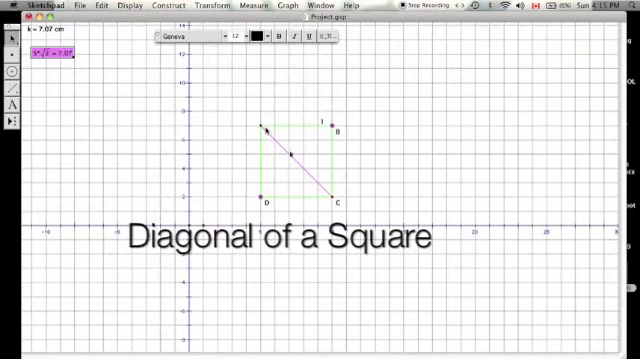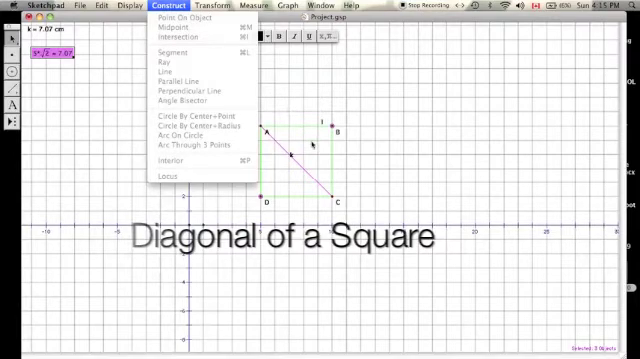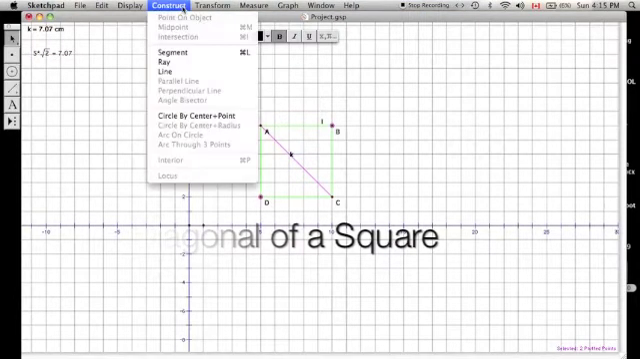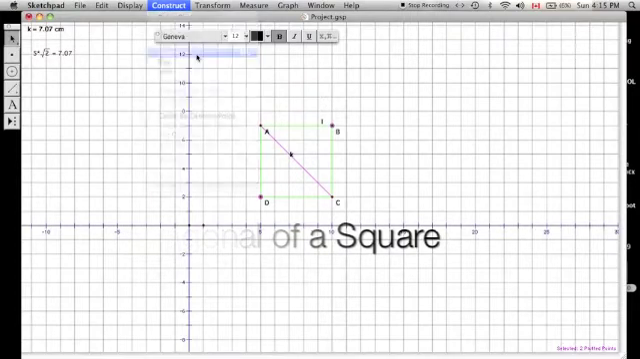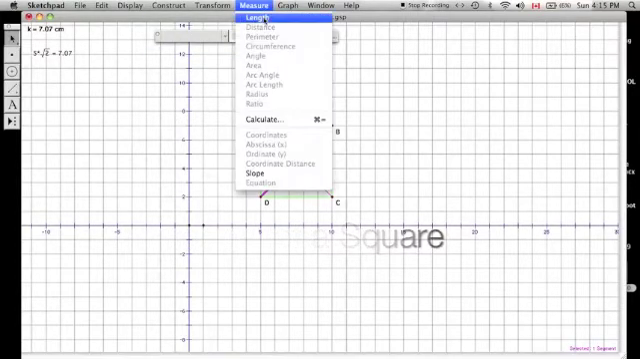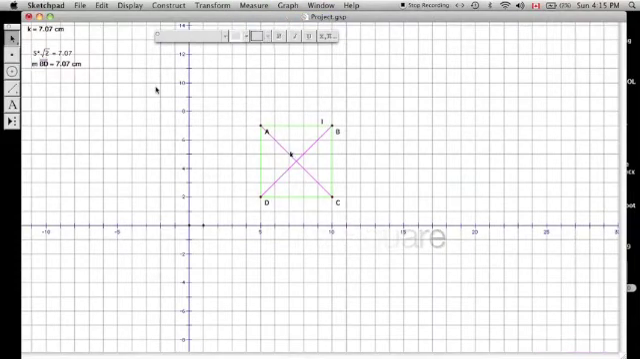I will do it to the opposite two corners, and it should be the same, using the same formula. 5 times the square root of 2 should equal 7.7. We use the 5 because that is the length of the regular line. You can tell here that it does equal 7.7.